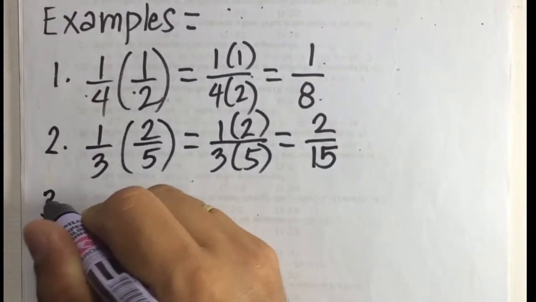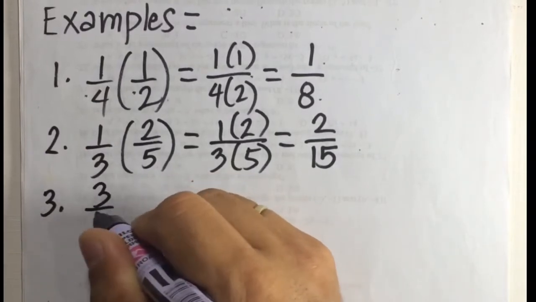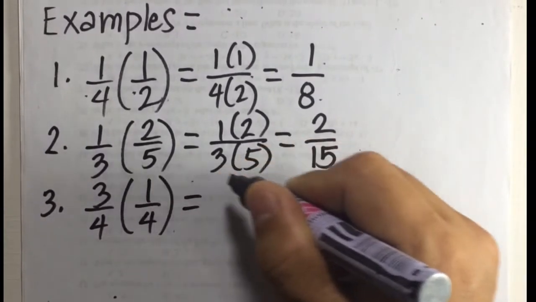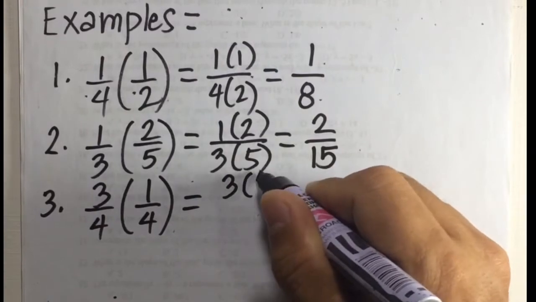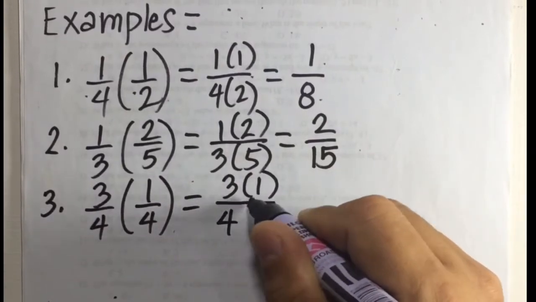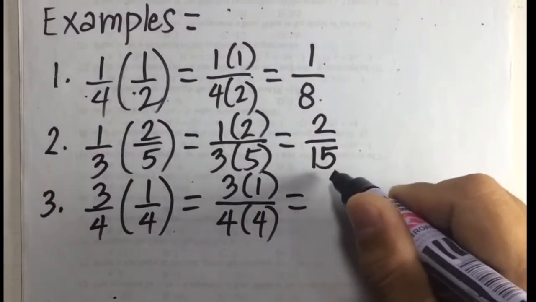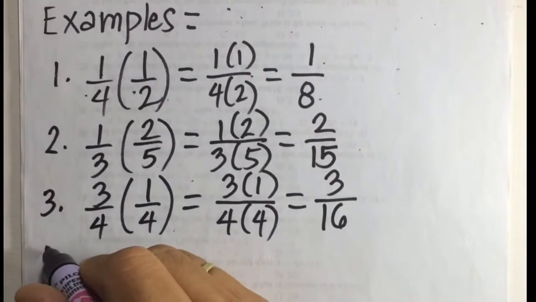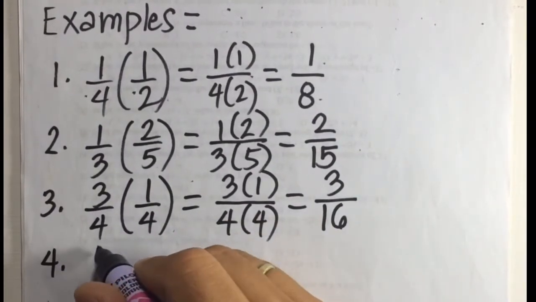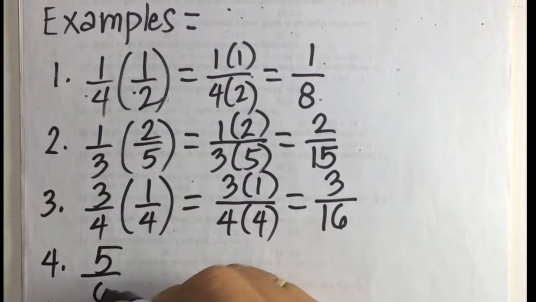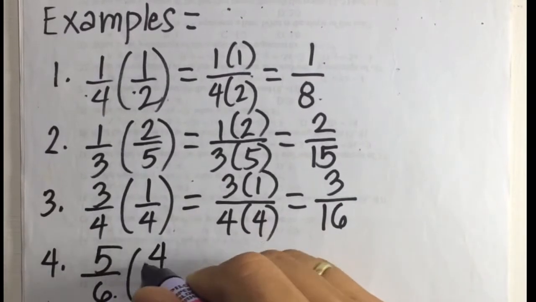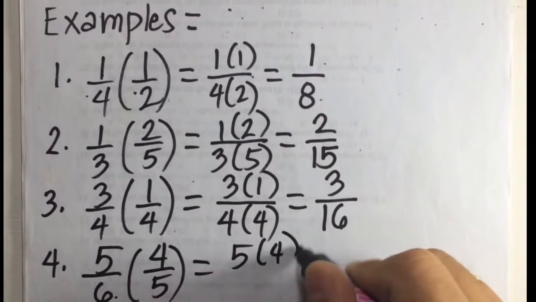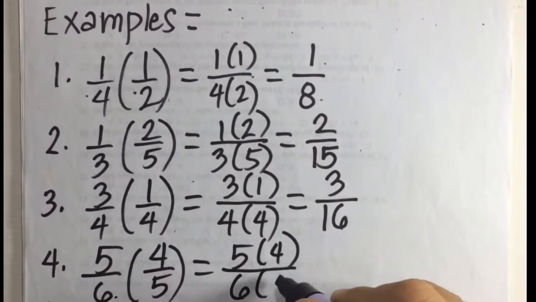Number 3, 3/4 times 1/4. So this will be 3 times 1 over 4 times 4. 3 times 1 is 3 over 4 times 4, 16. Let's have 5 over 6 times 4 over 5. So this will be 5 times 4 over 6 times 5.